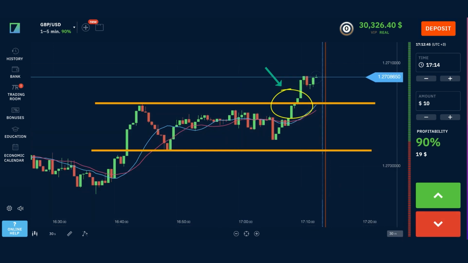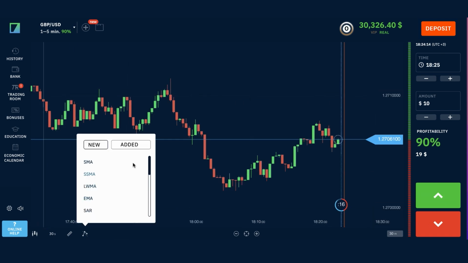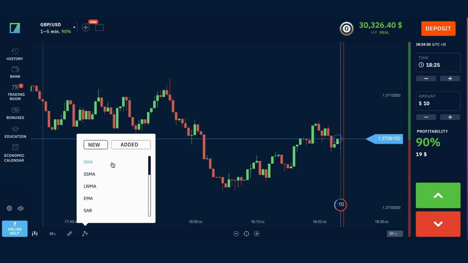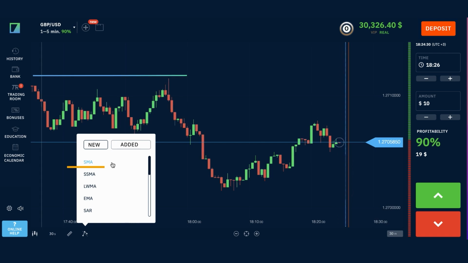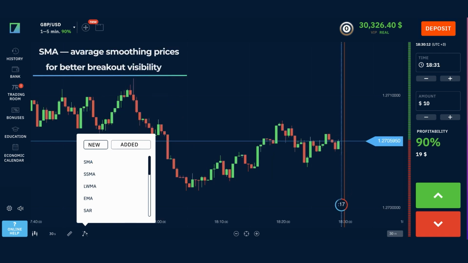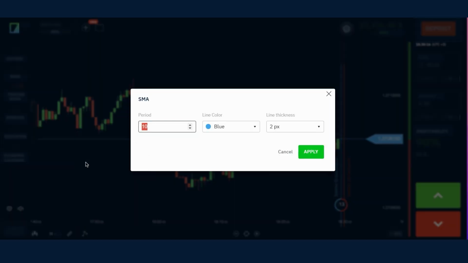Since we are discussing a trading strategy on the 15-minute time frame, let's combine support and resistance levels with moving averages. There will be a separate video discussing the types of moving averages and their applications. For now, let's focus on moving averages within the scope of our strategy. To start, we choose the type of moving average we will use: SMA, WMA, or EMA. I recommend selecting the simple moving average for better breakout visibility, as it provides a smoother view of price movements.